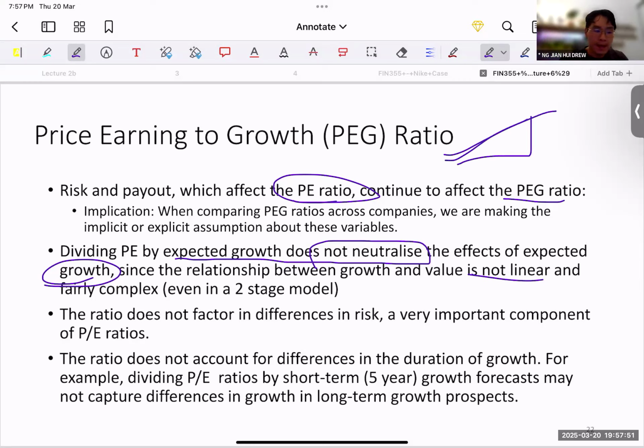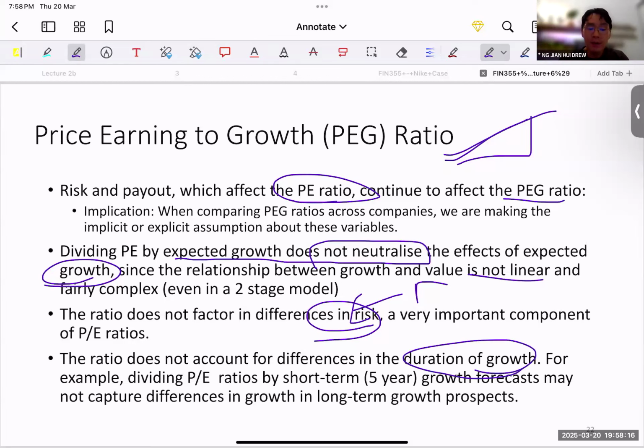The ratio does not factor in differences in terms of risk, which is a very important component. So difference in risk means what? Your R, right? What if you're comparing firms with different R or return on equity? Then it might be very difficult to compare the right number. Okay, the ratio does not account for differences in duration of growth.